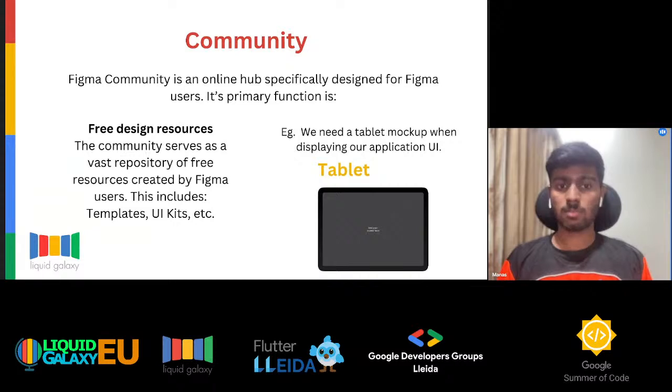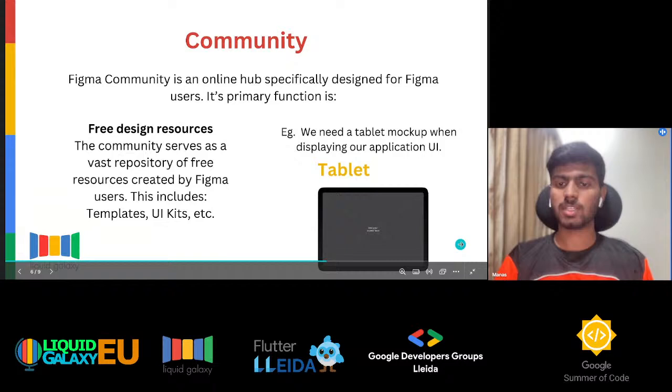It has a vast repository of free resources, like different templates and UI kits, etc. You can just simply take some UI from a certain page and then replace it in your actual mockup. So for example, when creating a prototype for our mockups for our proposal, we need a tablet outline. For that, there are various community pages where we have those tablets as different components. So we can just plug in and drop our frames there.